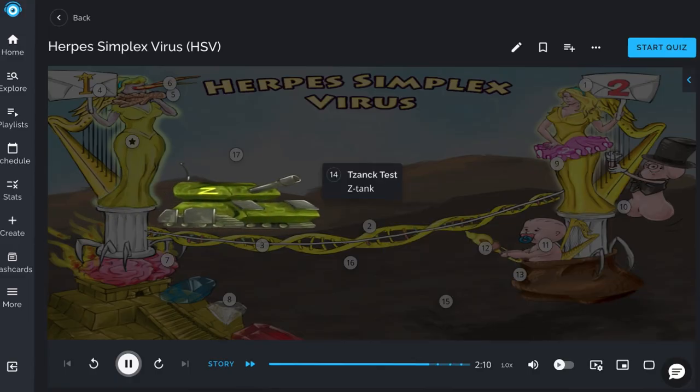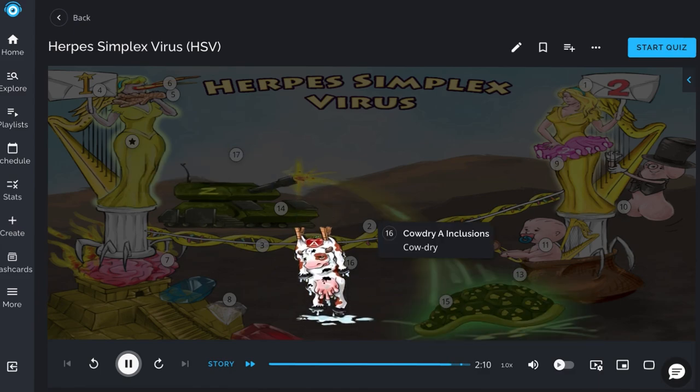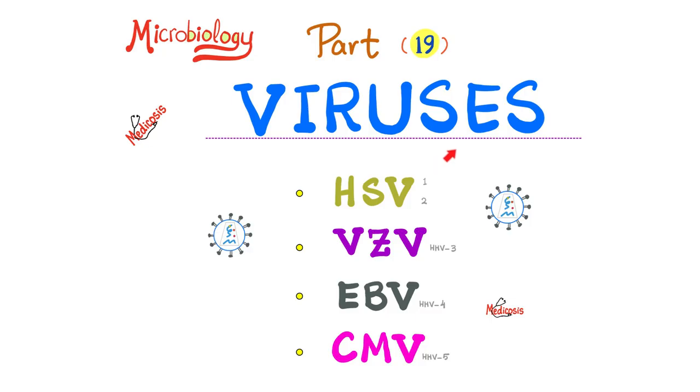HSV infection can be diagnosed via visualization of organisms on a Tzanck smear, the Z-tank, which is a scraping of an ulcer base for evidence of multinucleated giant cells, the multinuclear shells. Cowdry A inclusions, here the drying cow, are also present in herpes infection. Acyclovir, the apple cyclops, is an antiviral medication commonly used as treatment. Herpes can lead to oral sores, genital sores, encephalitis, gingivostomatitis, and more.